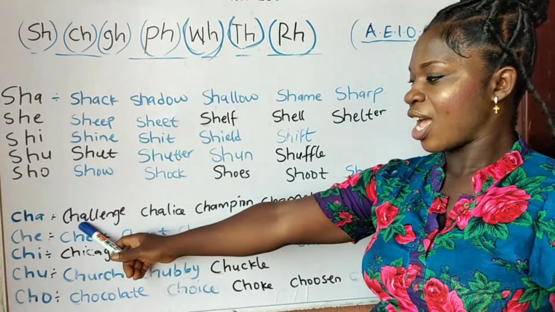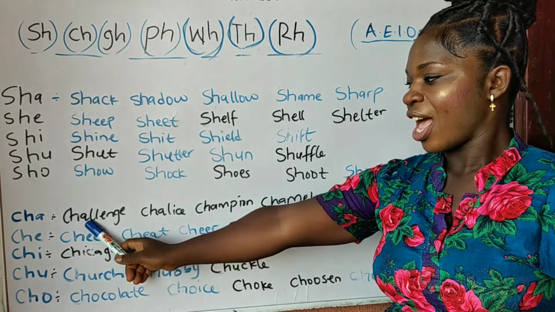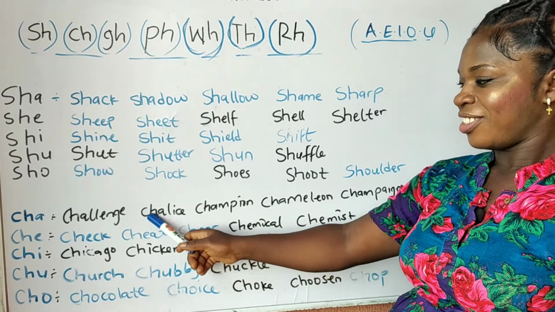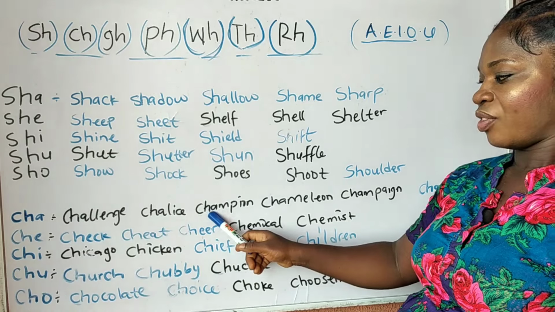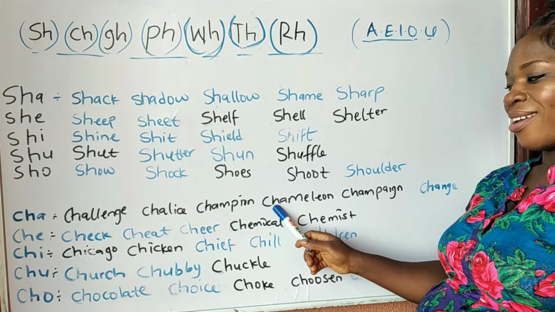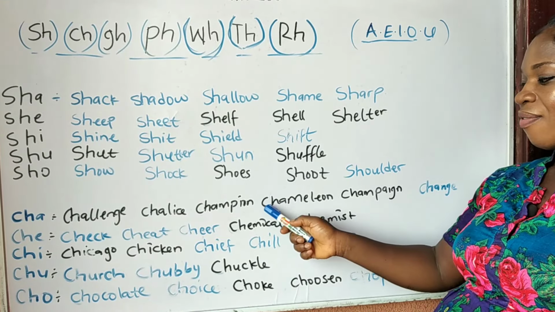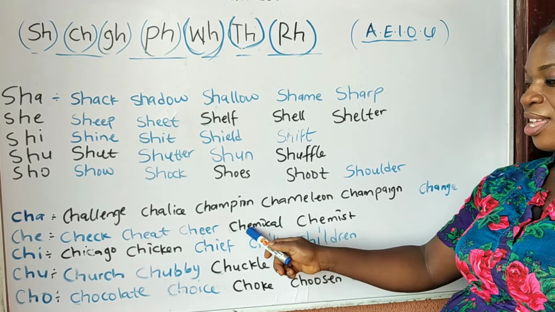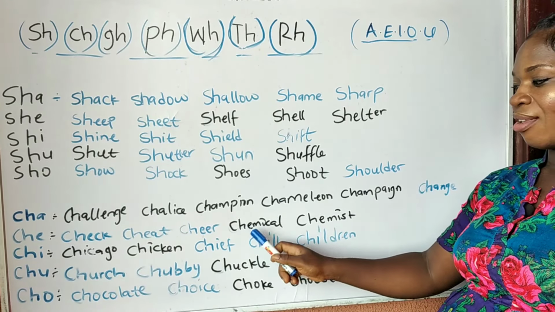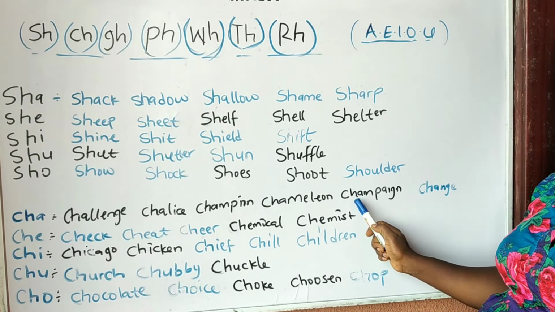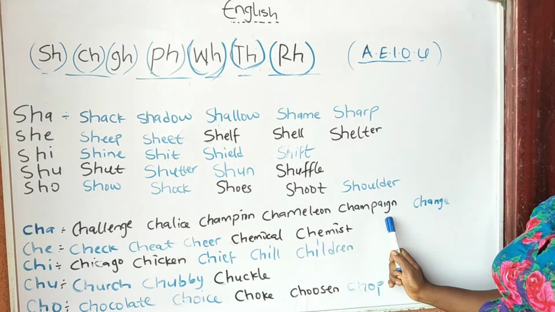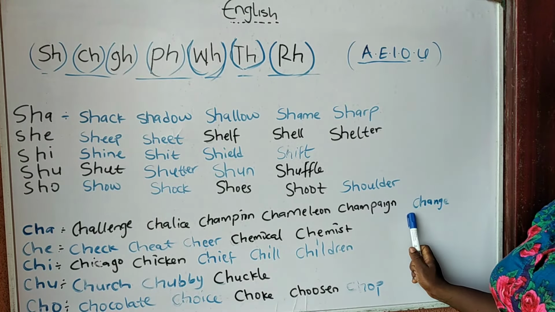So we have cha. This is challenge. We have chalice. You have champion. We have ka. This is now sounding like K. And when it's here, it's K because of the E and A. This is chameleon. We have campaign. And we have change.